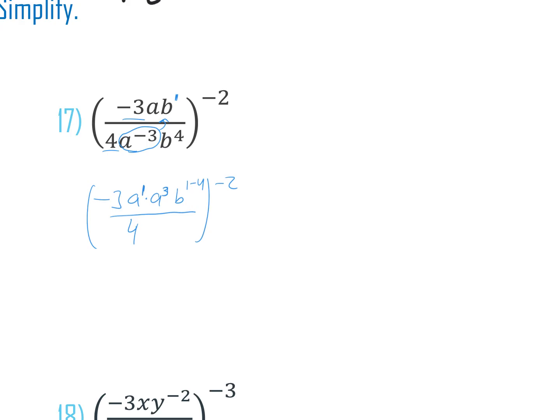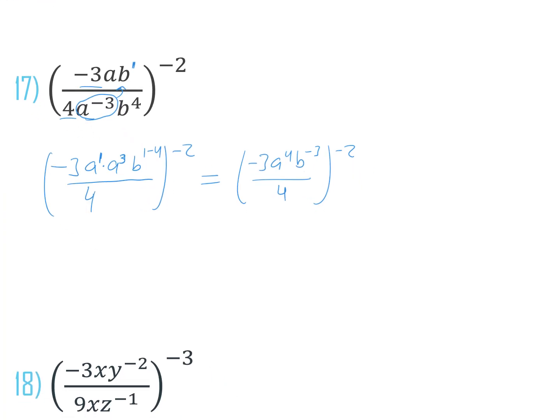This is going to get me a to the 1st times a to the 3rd, which is a to the 4th. So I get negative 3a to the 4th, b to the negative 3, over 4, to the negative 2. And then that b to the negative 3 I can move to the bottom. All right, so let's work on the inside before we continue. So I get negative 3a to the fourth over 4b to the third, to the power of negative 2.